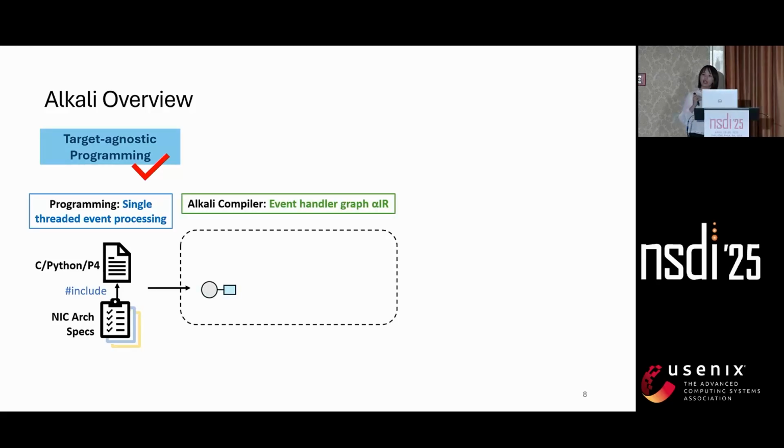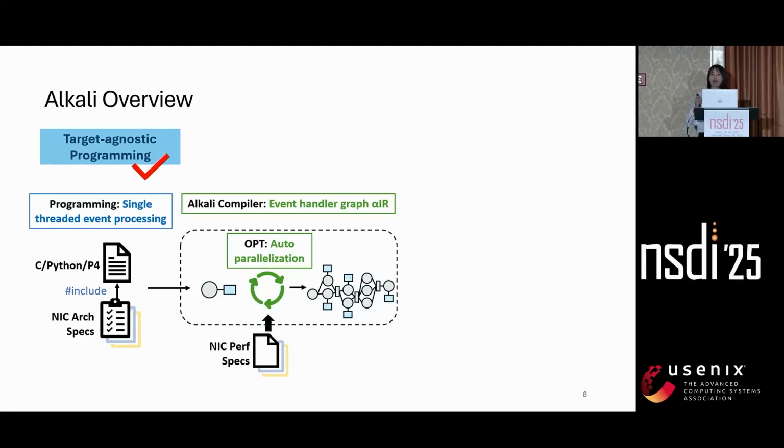The program will be taken by the compiler and converted into a special type of intermediate representation called Alpha IR, which uses an event handler graph-based structure that captures the inherent parallelism in NIC programs. The compiler uses an auto-parallelization optimizer to transform the original single-threaded program into a semantically equivalent multi-threaded one that can run efficiently on the target NIC, and such transformation is guided by the performance spec of the target NIC. This achieves portability and performance.